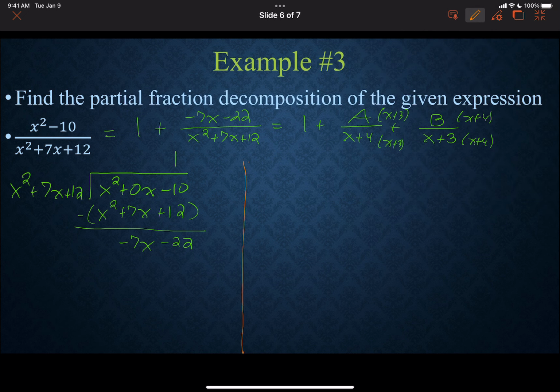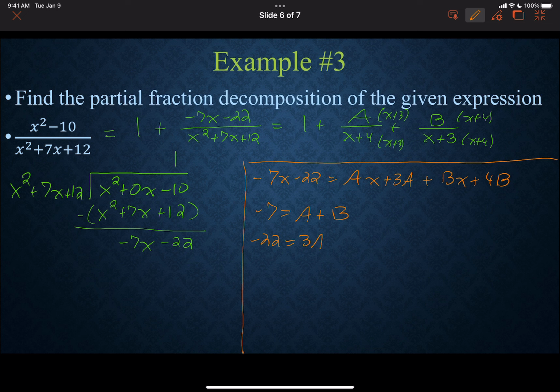I'm getting a little confused with all the green, so I'm just going to switch up the colors here. So negative 7x minus 22 is going to be ax plus 3a, and then bx plus 4b. So negative 7 equals a plus b. Negative 22 is going to be 3a plus 4b. So we want to solve. Let's multiply the top equation by a negative 3, which makes it 21 equals negative 3a minus 3b. And then we can add the equations together to eliminate the variable a. We get negative 1 equals b.